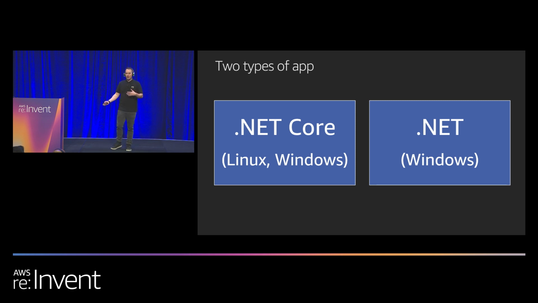There's going to be people who are building in .NET for Windows and .NET Core. Now, .NET Core can run on two operating systems. It can either run on Windows or it can run on Linux. Now, .NET Core that runs on Linux, as soon as it's packaged into a Docker container, it's indistinguishable from a Linux container, because it is a Linux container.